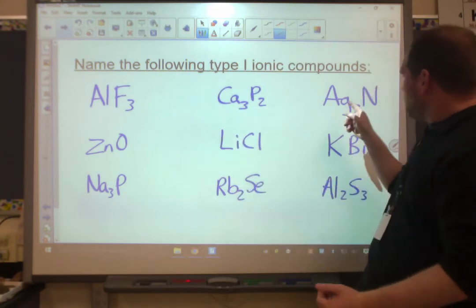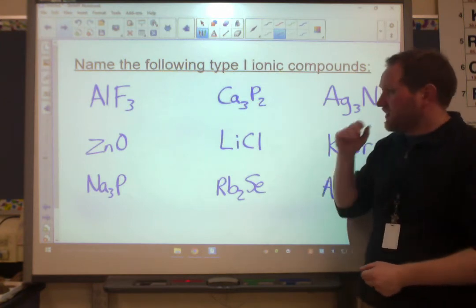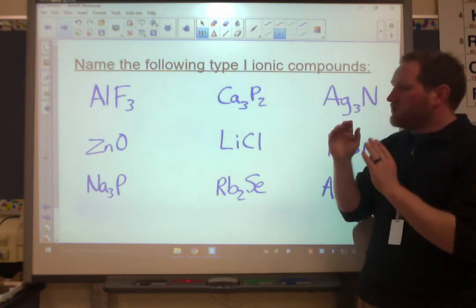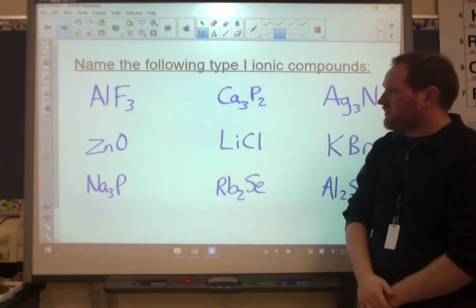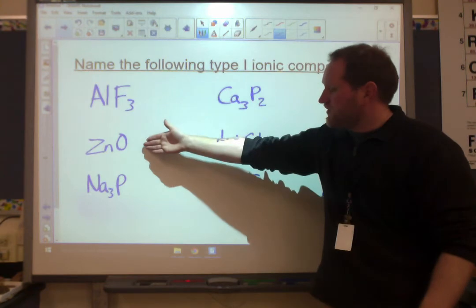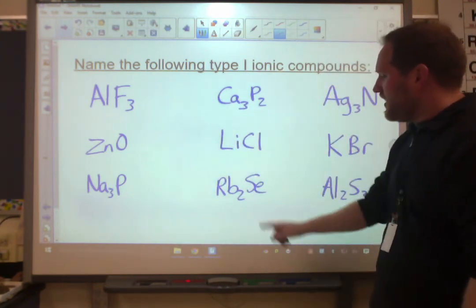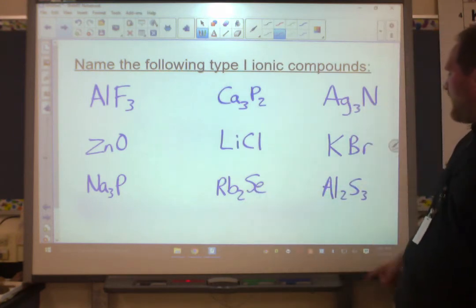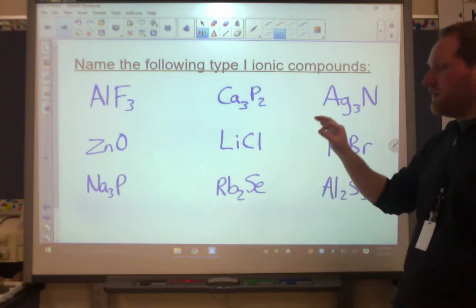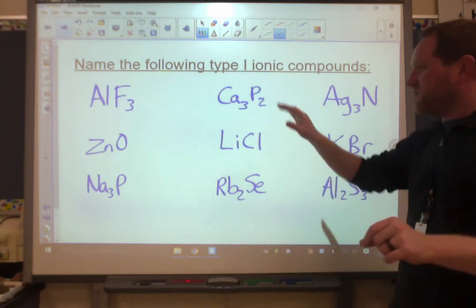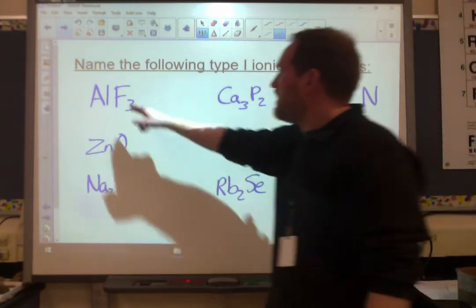Plus, plus, plus. And look, the more you do these, the more you'll memorize the charges of certain elements like this. But because these are type 1, you don't need to clarify the name in any way. You just state the first one, state the second one, change to I-D-E. So again, aluminum fluoride, zinc oxide, sodium phosphide, calcium phosphide, lithium chloride, rubidium selenide, silver nitride, potassium bromide, aluminum sulfide. If you want, maybe you could pause the video and reverse and quiz yourself on these again. But they're very simple when you do them this way.